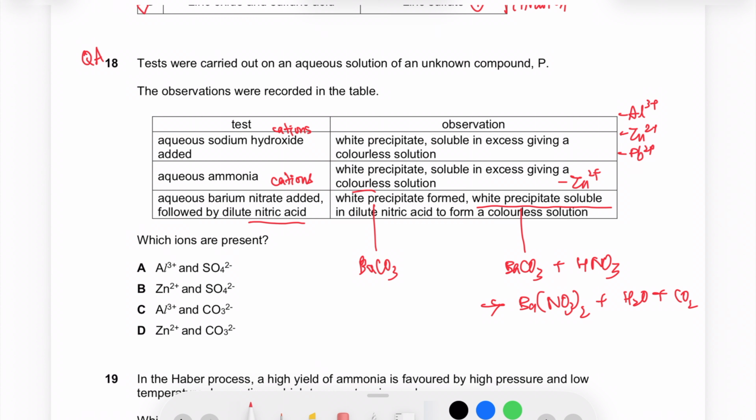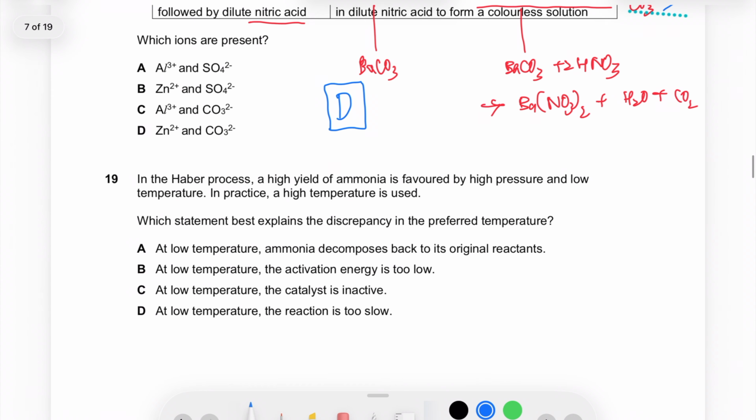Just balance the first one. Should be okay. So it means there's carbonate in the solution. Okay, so be careful. Don't jump to sulfate as a conclusion. Also have to read carefully. So the only one that makes sense is it must be zinc and carbonate. So answer is D.